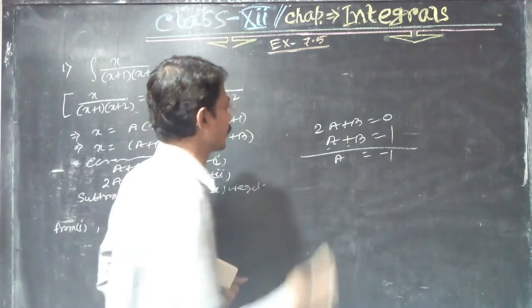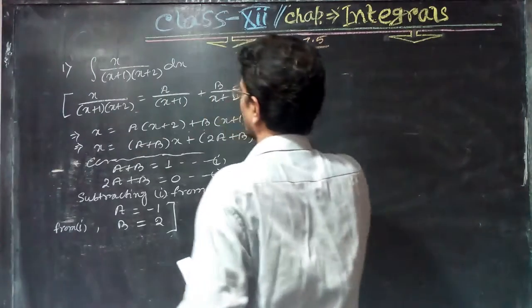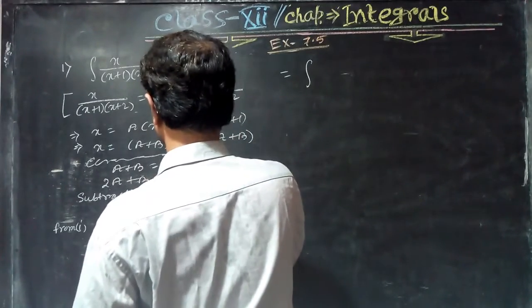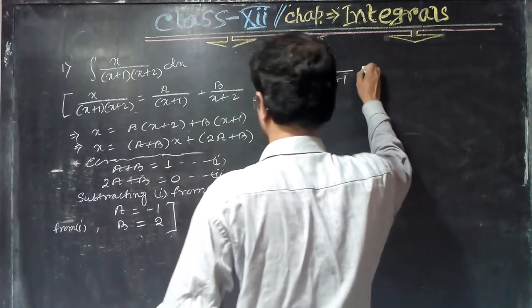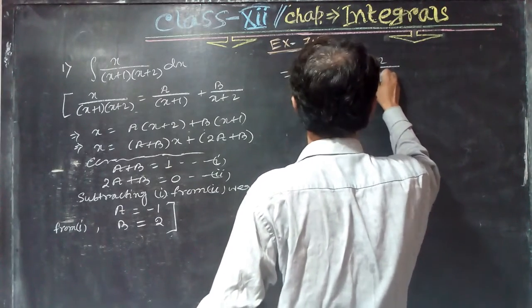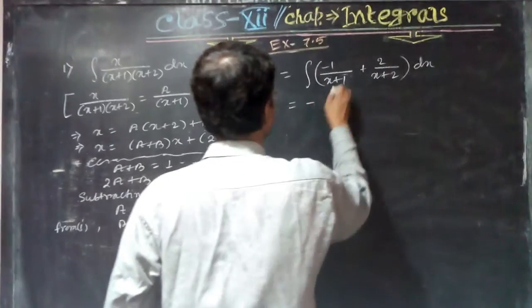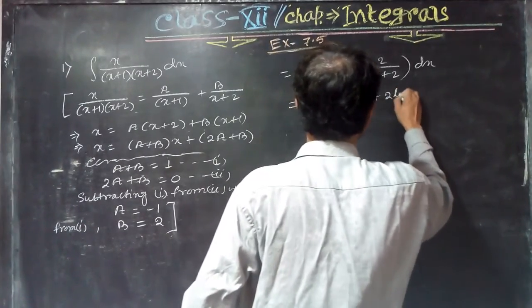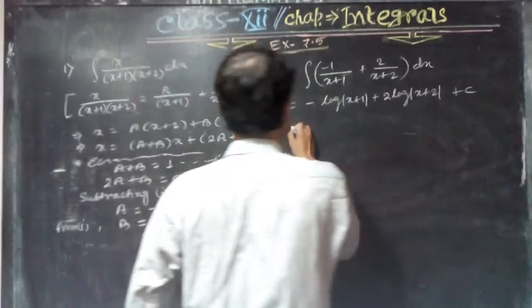Okay, then b equal to 2. Now put the value in here. So integration of a by a means minus 1 by x plus 1, plus b by b means 2 by x plus 2, dx. So minus log mod x plus 1 plus 2 into log mod x plus 2 plus c. C equal to integration constant.